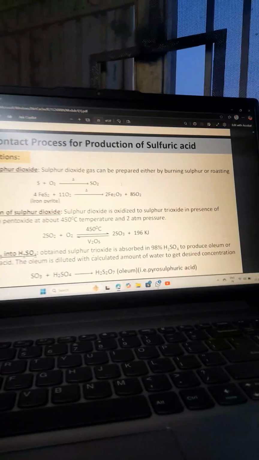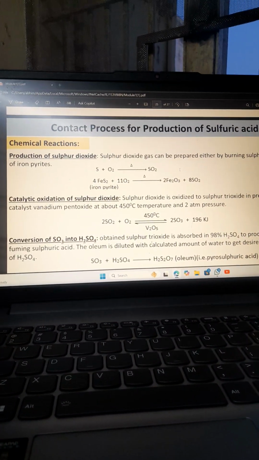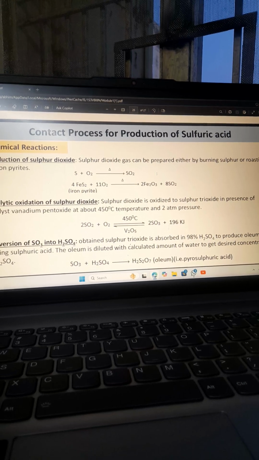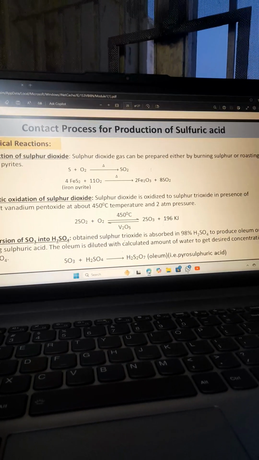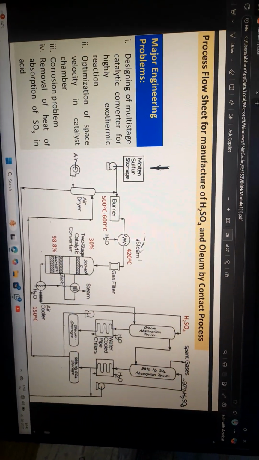So here are some... Okay, these are the PPT and now I'm going to explain it step by step. So here in the contact process, first of all, we have a diagram. Okay, look at this diagram. I attached the diagram into my video, and after that, I will explain all these things step by step.